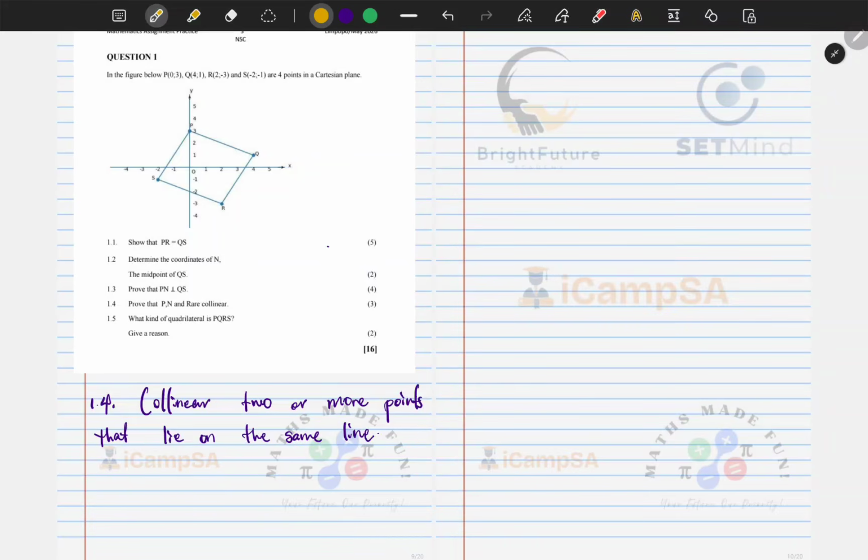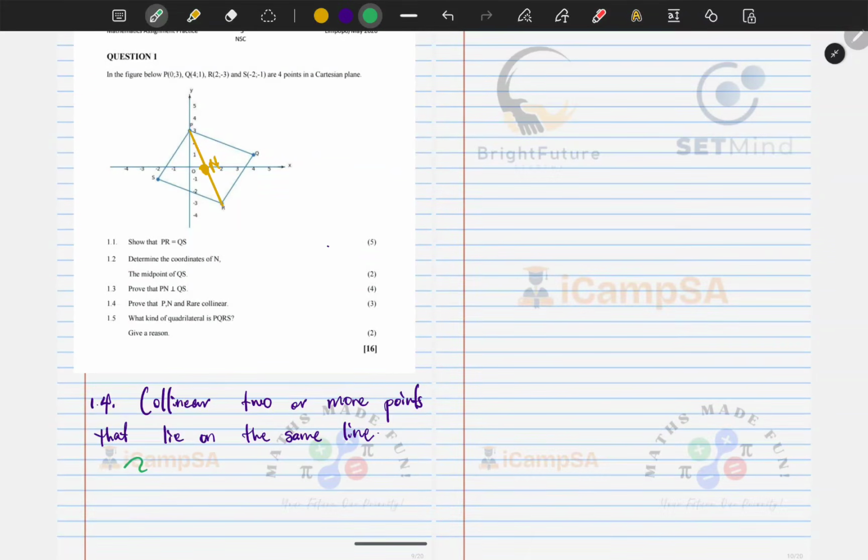So if we come back here, they are telling us that we have to prove that P, N and R are collinear. So we already have N. Remember what N was? N was the midpoint. So this is what we are required to prove, right? And then you have N. So in order for us to prove that, we are going to have to prove that the gradient of PN is equal to the gradient of NR, right?